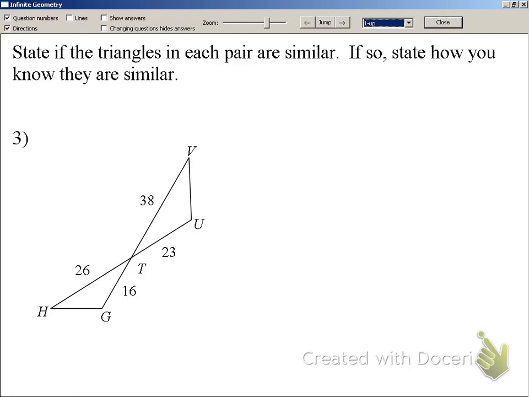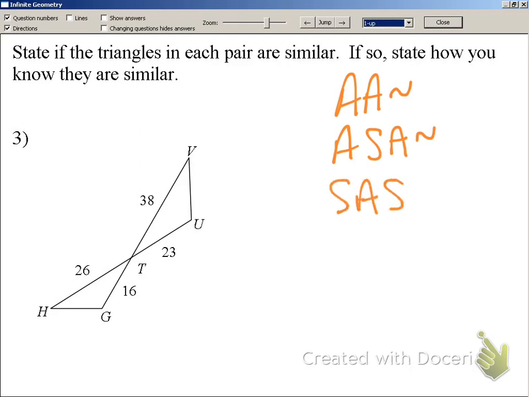Now, there's a couple of ways that we can determine if triangles are similar. First of all, angle-angle similarity. We can have angle-side-angle similarity. We can have side-angle-side similarity. We have side-side-side similarity. Looking at this particular one, we have common angles that are vertical. So that means it throws this one out. It throws this one out. So there's only 2 possible options right now. It's either angle-angle or side-angle-side.